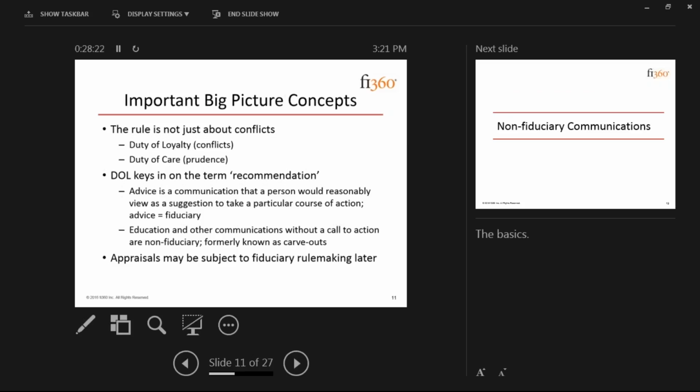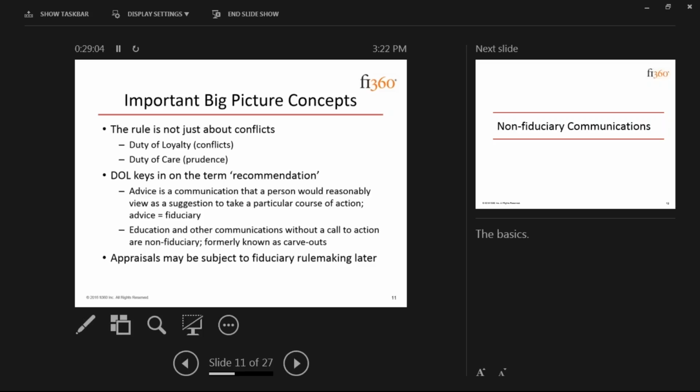Now, the next thing I'd like to do, before I go into non-fiduciary communications and the prohibited transaction exemptions, is to back up just for a minute and address some of what we feel are important big picture concepts. First of all, the bullet point at the top here: the rule is not just about conflicts. At FI 360, we talk about fiduciary responsibility all the time. That's what we do. And when I'm teaching class, I'm oftentimes, in the introduction section in particular, talking about the two primary fundamental fiduciary duties, the duty of loyalty and the duty of care.